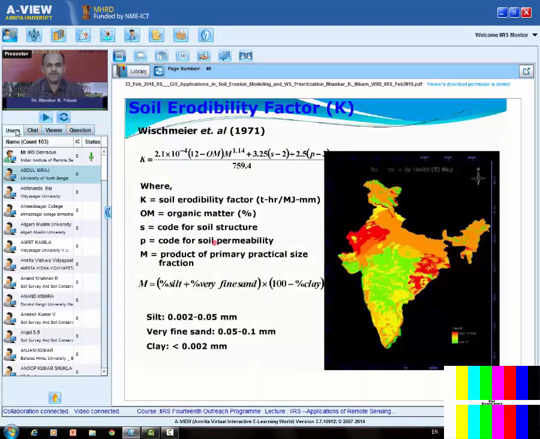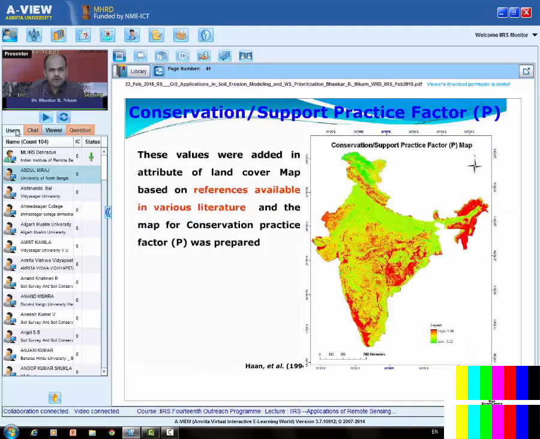Now, the soil erodibility factor. There is a standard equation to calculate it, where I require the organic matter content in the soil, the primary particle size fractions like sand, silt, and clay, the structural code, and the permeability code. Luckily, all this information was available in the attribute table of my soil map, so I have directly calculated the soil erodibility factor.